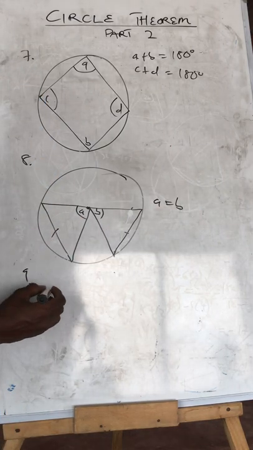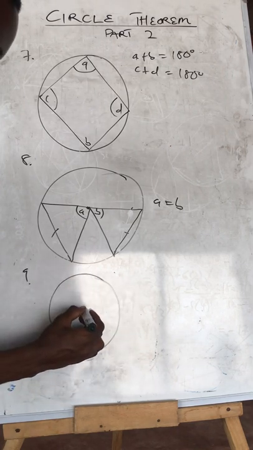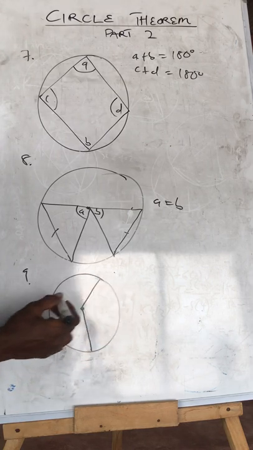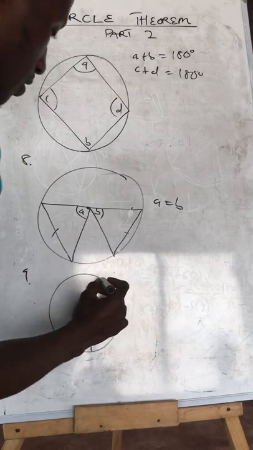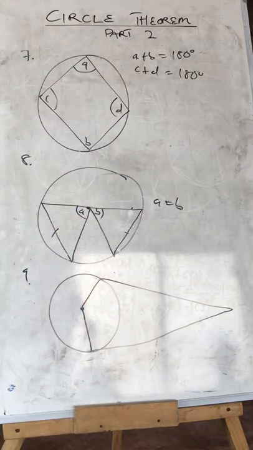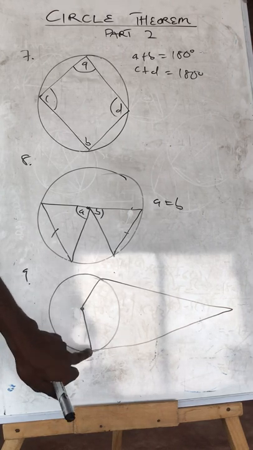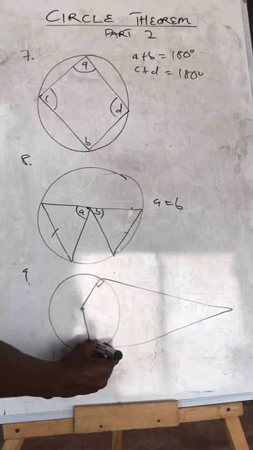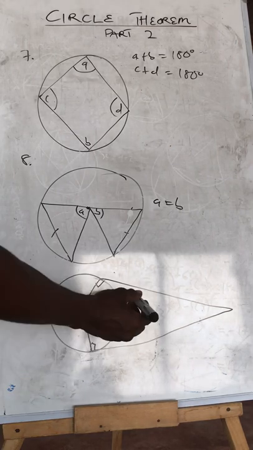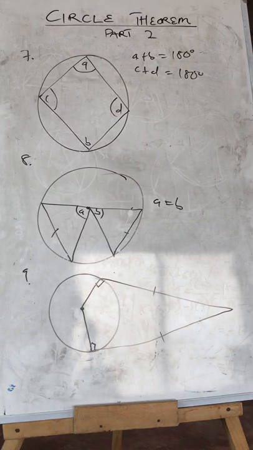Then the last one is something like this. I have this, and this is the center of the circle. So I have a tangent. Anytime there is a line from the center of the circle meeting a point on the tangent, it makes an angle of 90 degrees. So a tangent to a circle makes an angle of 90 degrees to a line drawn from the center to touch the tangent. So here will be 90 degrees. Here it also means 90 degrees. And the second one is that this and this should be equal. The lengths of two tangents from a point outside the circle are equal. So that is the ninth rule.